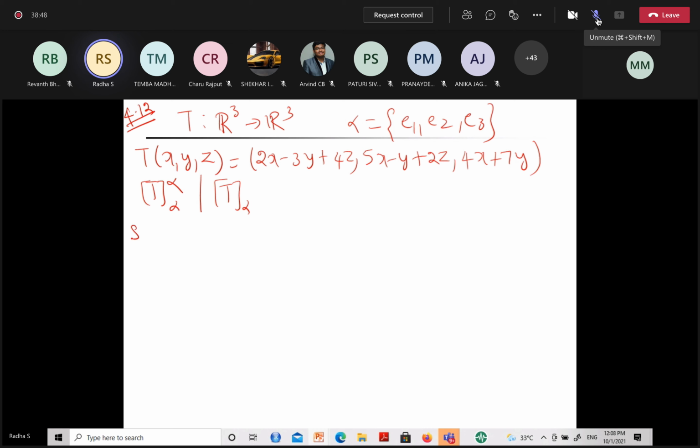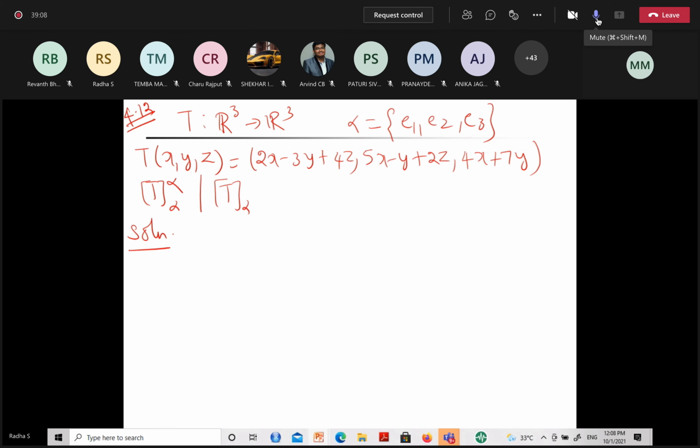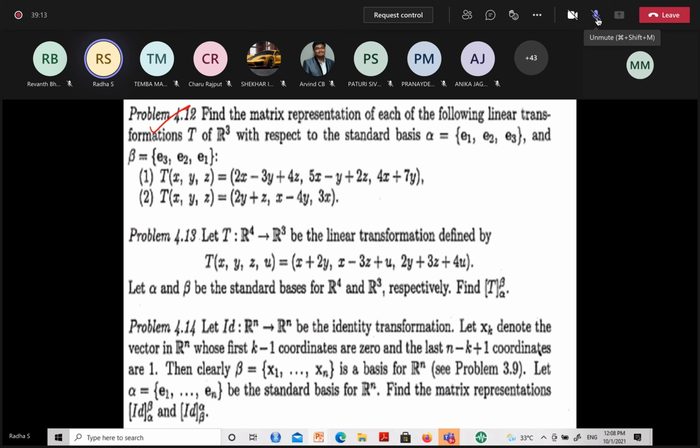Please be careful. Ma'am, they gave beta also there. Wait, I'll complete alpha and then come to beta. Beta, there is a small change, so the order is changed. The mapping is not from alpha to beta, but for two different bases. It is asked only for, read the question: find the matrix representation of each of the following with respect to the standard basis, and both standard bases you have to find. They never said T alpha to beta.